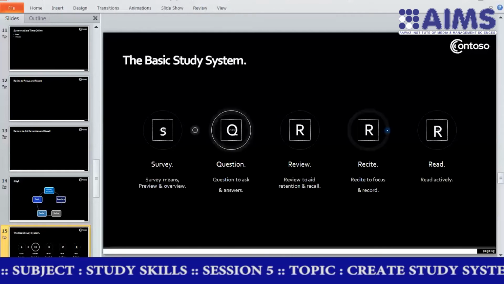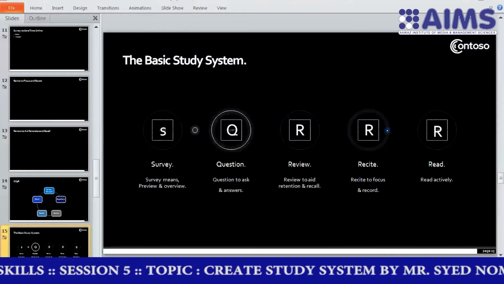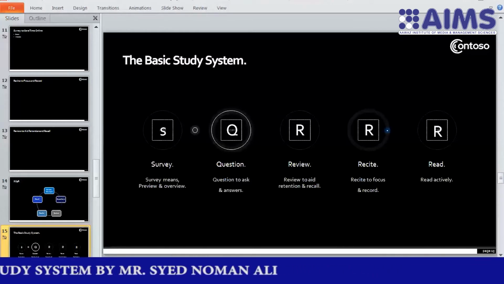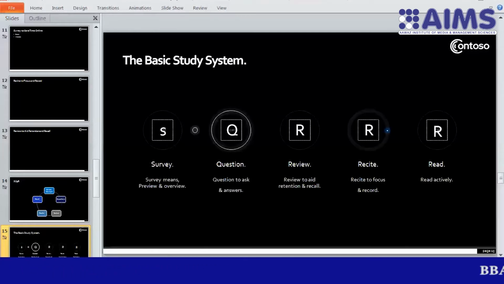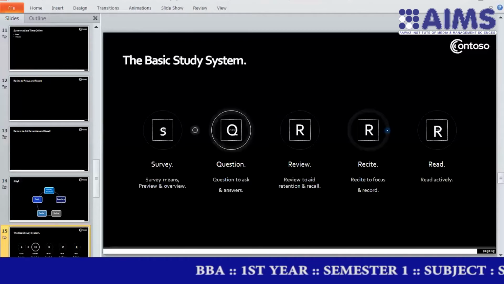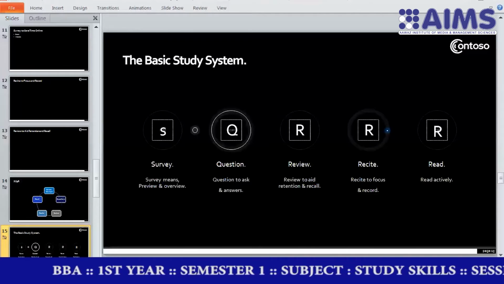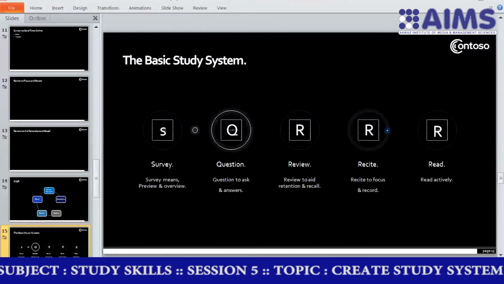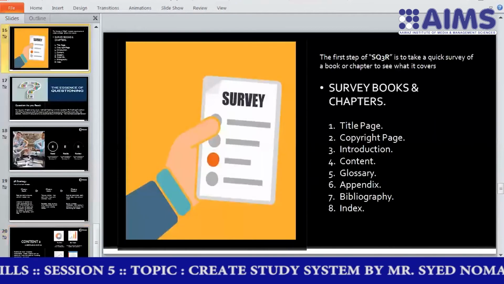The purpose of review and the revision is to keep memorizing, keep recalling, retain all the data and information that you read, that you learn, that you understand. And then recite. Recite is to make focus and to keep record. And finally, read actively and without any diversion and any distraction.